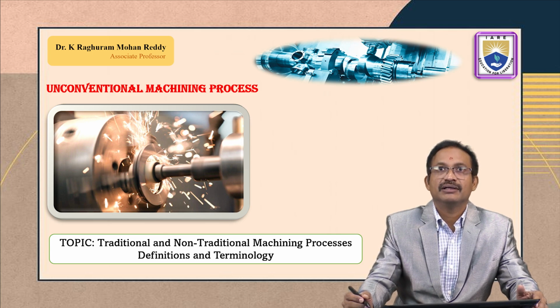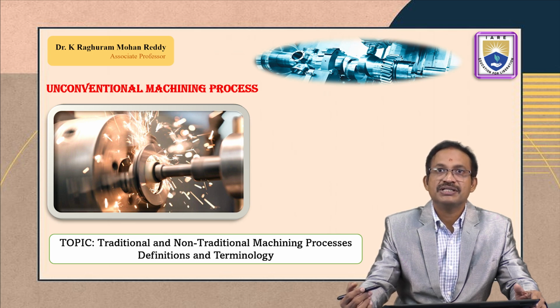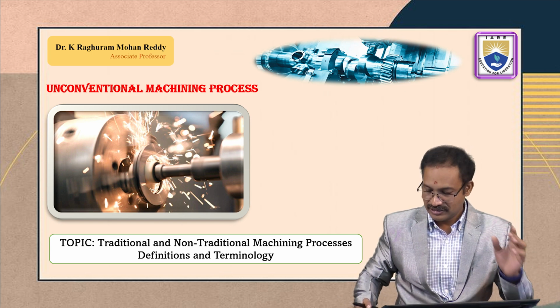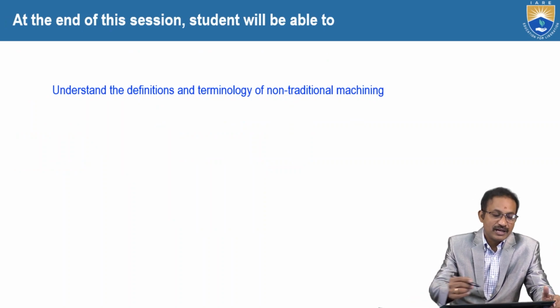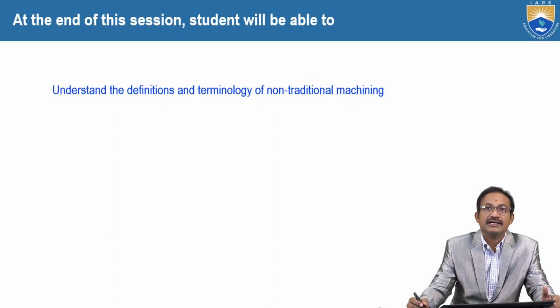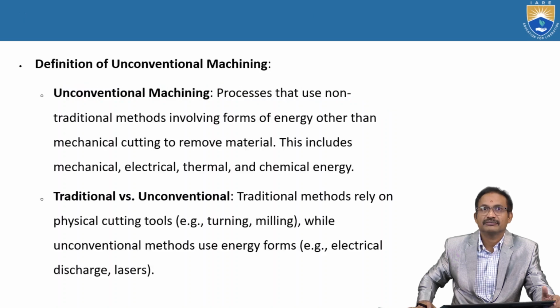So here in this presentation, let us discuss half of the definitions and terminology of Module 1. Basically, that is related to traditional and non-traditional machining processes. At the end of this session, students will be able to understand the definitions and terminology of non-traditional machining. So this is the course learning outcome of today's topic.